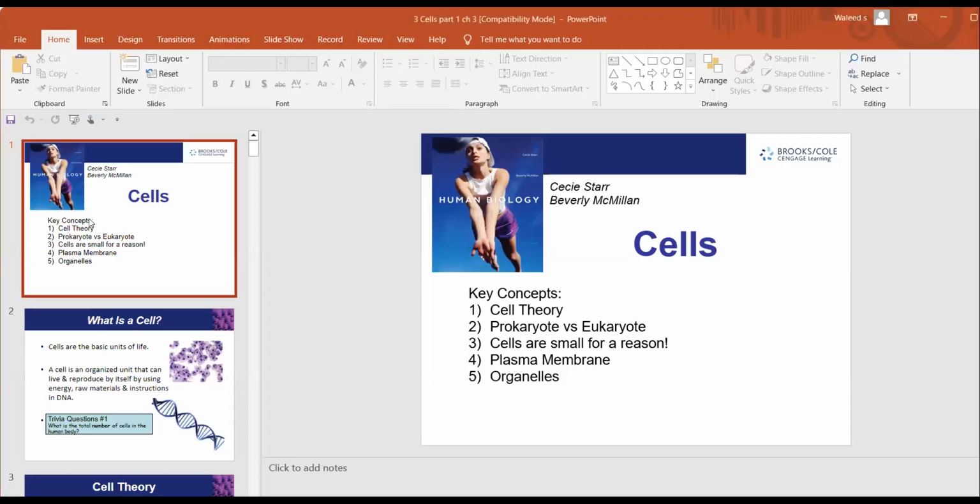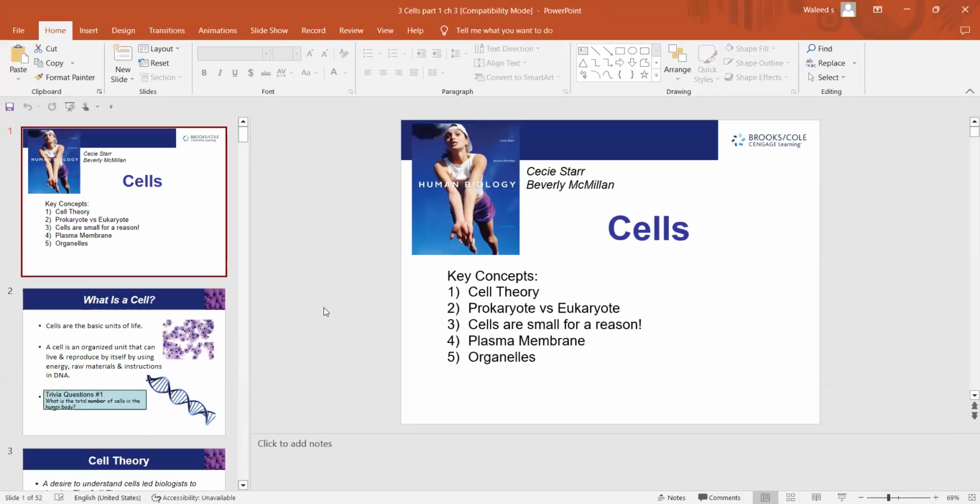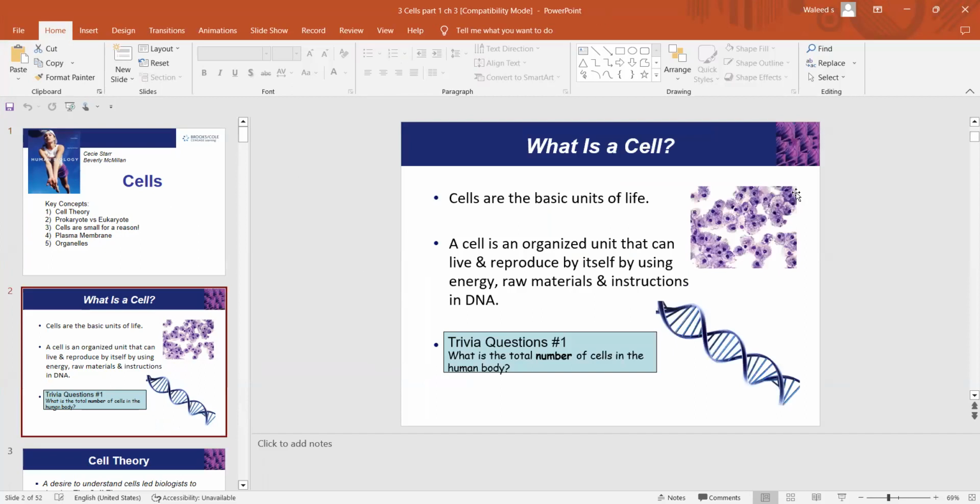Chapter 3 is about the cells. And the first thing here is a reminder of the key concepts that we already covered, and then we're going to add other things. So we're going to talk about the cell theory, what's prokaryote versus eukaryote, and cells are small for a reason. We'll talk about it, plasma membrane, what does it mean, and then we will talk about the organelles.